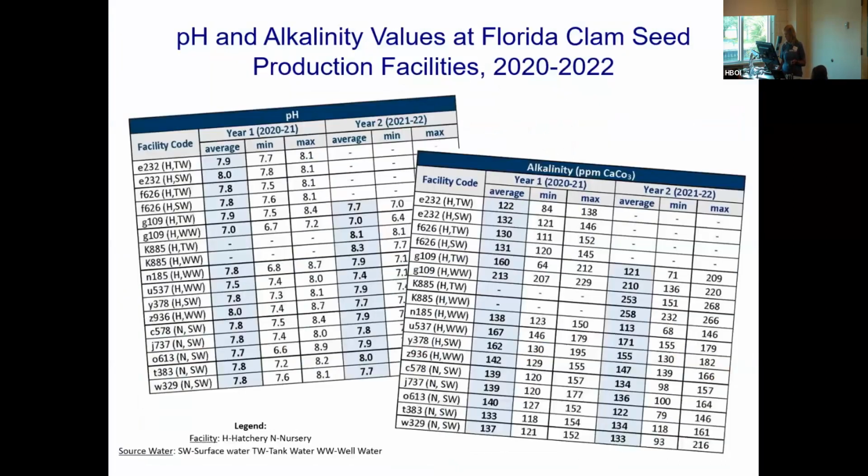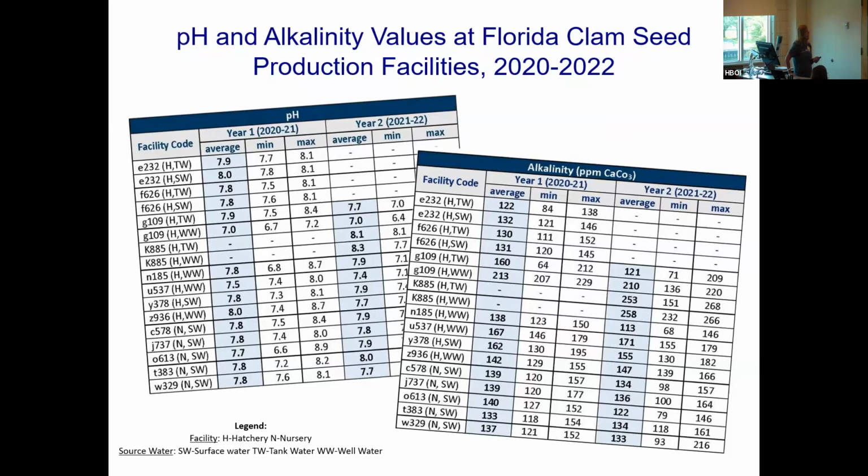All right, so these tables show the pH and alkalinity values for all of the participating seed production facilities. In the right-hand column of both tables, we have the facility code, and we can identify whether it's a hatchery, H, or a nursery, N, as well as their source water, with SW being surface water, WW being well water, and TW being tank water. Then you want to look at the blue highlighted columns for the averages in year 1 and year 2 for pH on the left table and alkalinity on the right-hand table.